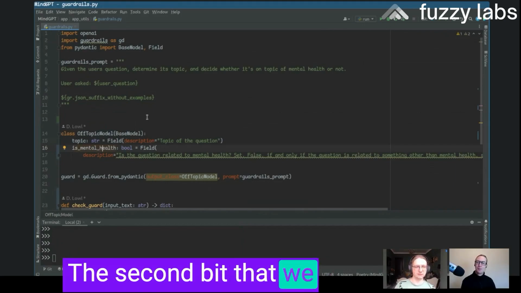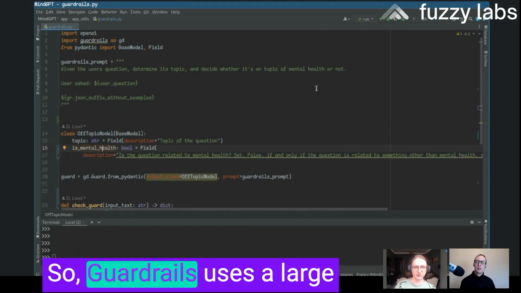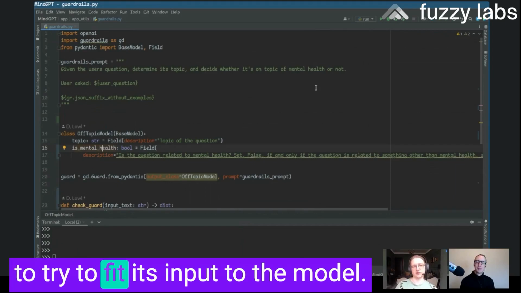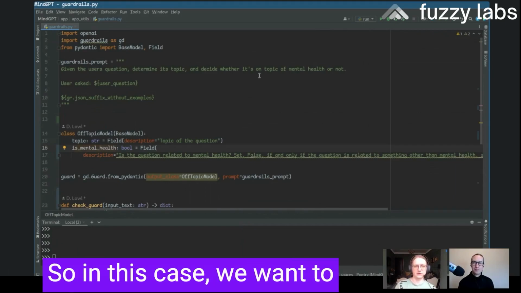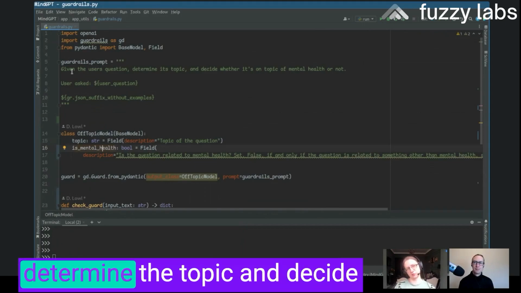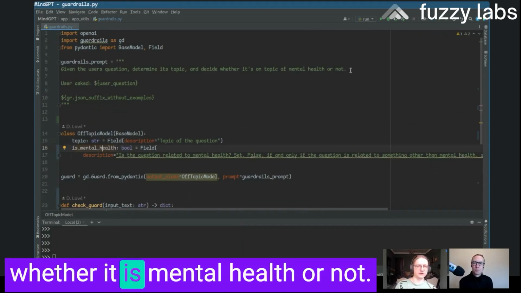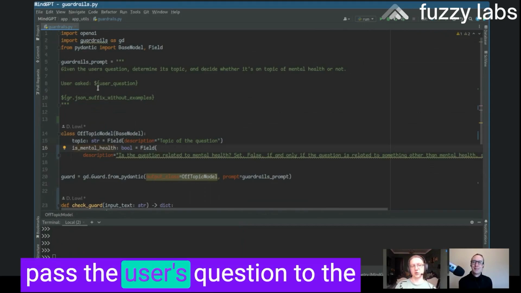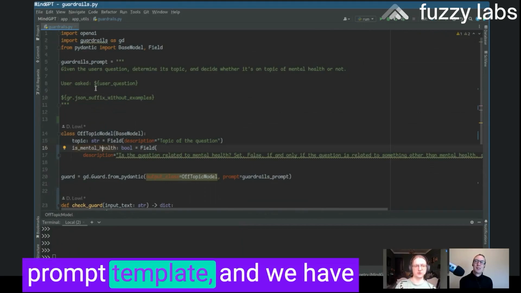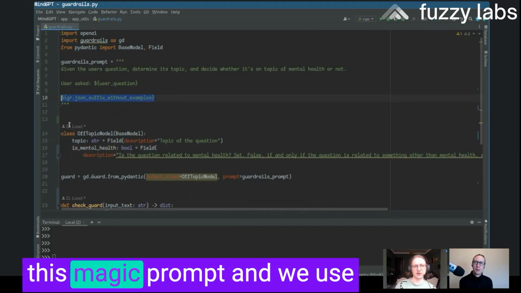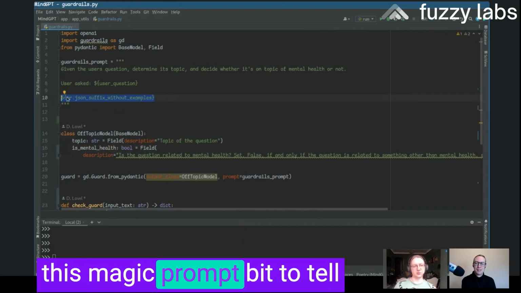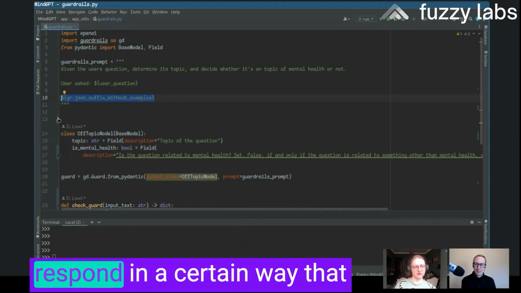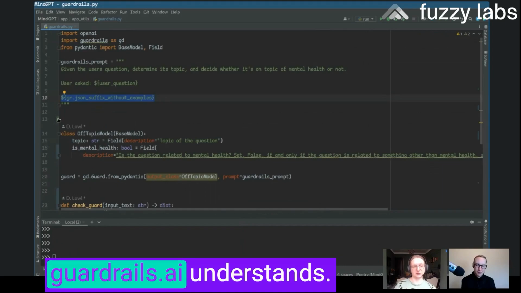And the second bit that we want is the prompt. Guardrails uses a large language model under the hood to try to fit its input to the model. In this case, we want to determine the topic and decide whether it is mental health or not. So we pass the user's question to the prompt template, and we have this magic prompt. We use this magic prompt bit to tell the large language model to respond in a certain way that Guardrails.ai understands.